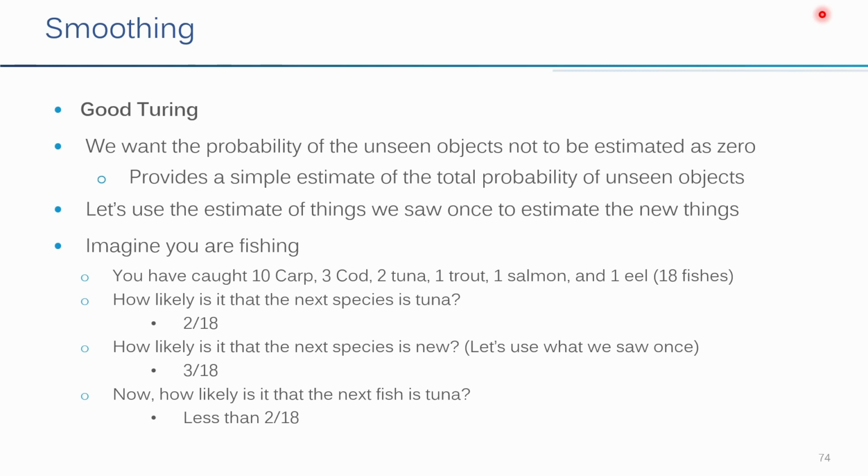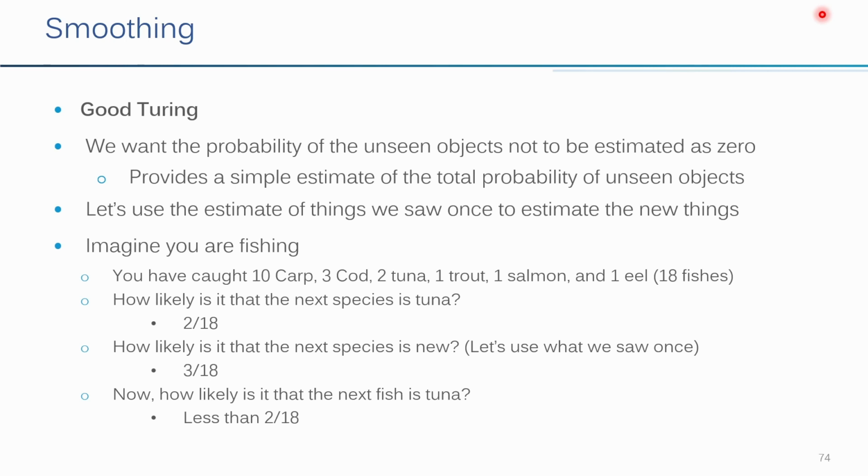Another technique that we can also use to deal with probabilities we did not see in our training sets is called Good-Turing. And what is the idea behind that? We want the probability of unseen objects not to be estimated as 0, the same thing as before with add-1, but it provides a straightforward rule for how to deal with that. So the idea is we're going to take probabilities that we saw at least once and use them to estimate any new element that we might have. And then with that, we reconstitute all the counts and all the probabilities all over again. All those techniques use the same idea.